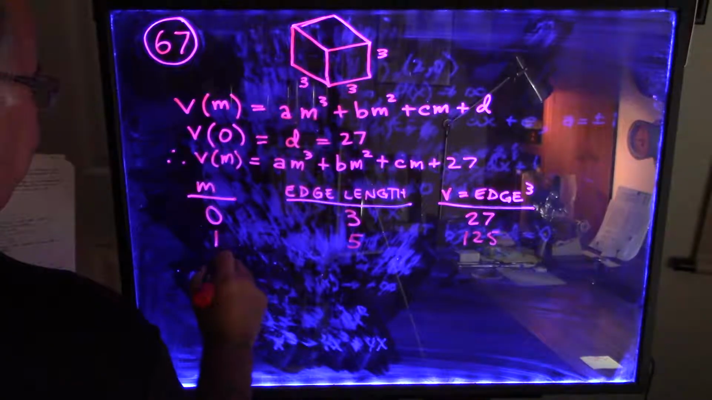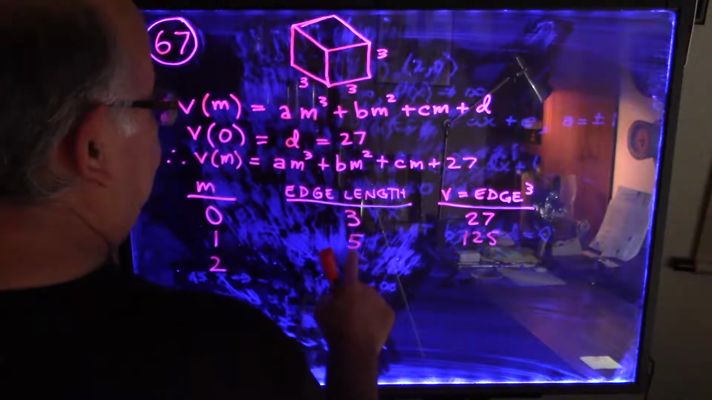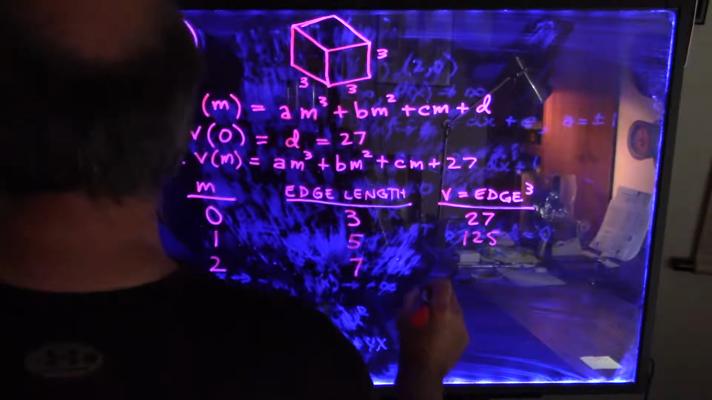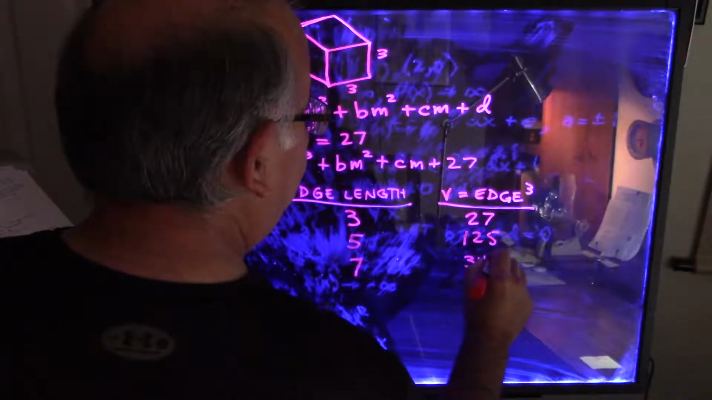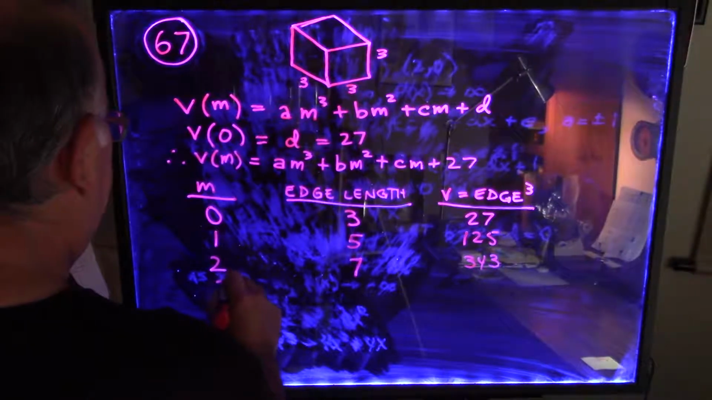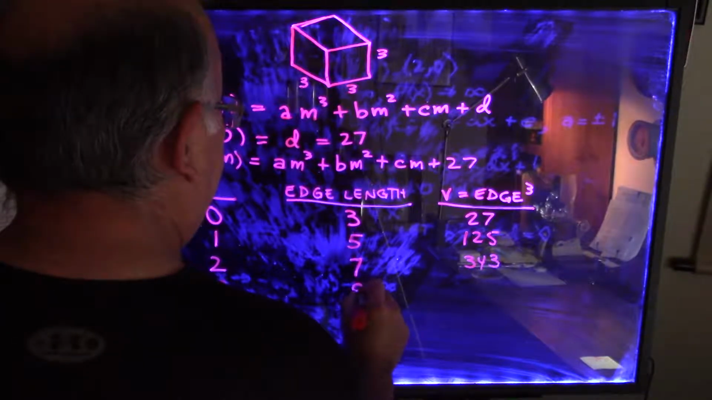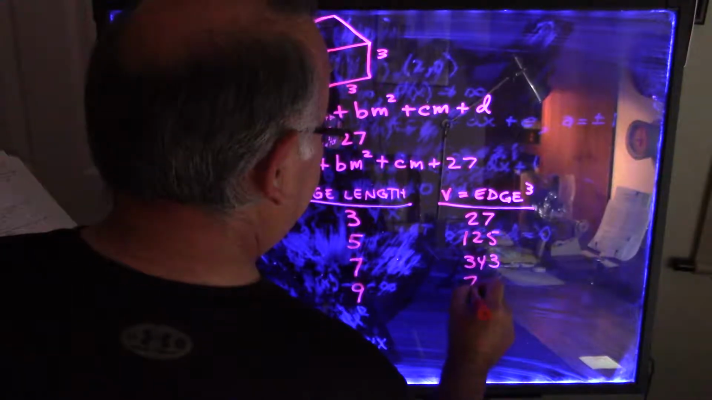How about when 2 minutes go by? Add another 2 feet to 5, you get 7 for each edge, and then cube 7, you get 343 as the volume, 343 cubic feet. Then we need just one more here, 3 minutes. The edge length is 9, and the volume is 729.